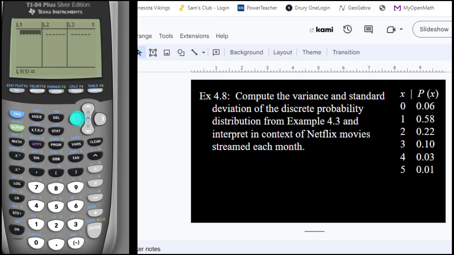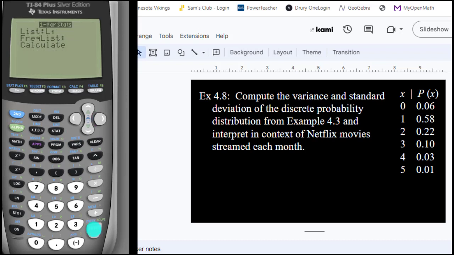Now, to enter these in, the X values are from 0 to 5, so 0, 1, 2, 3, 4, 5. And then their corresponding probabilities: 0.06, 0.58, 0.22, 0.1, 0.03, and 0.01. And we've got those values. Once we have typed those in, we go back to the Stat menu, over to Calc, and choose number 1, One-Variable Statistics.